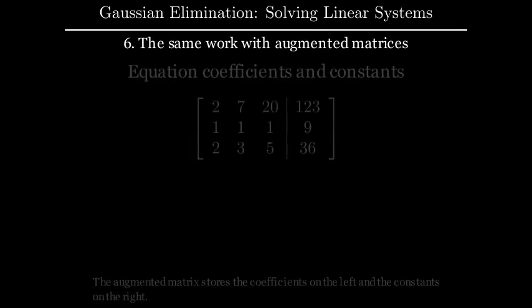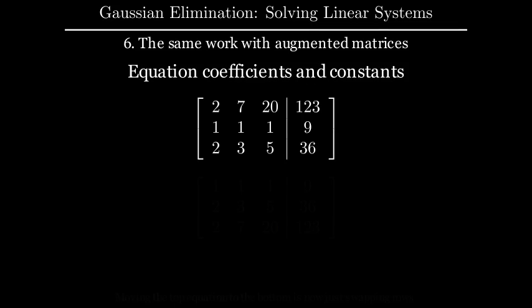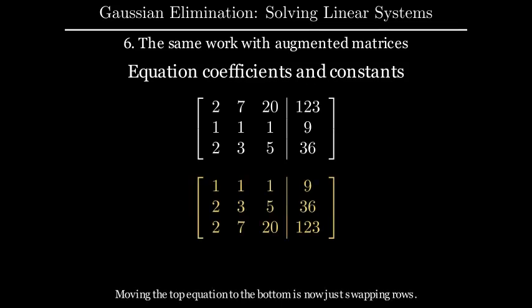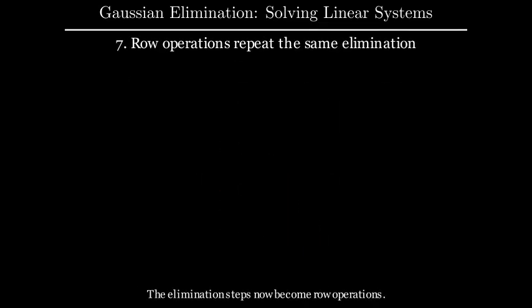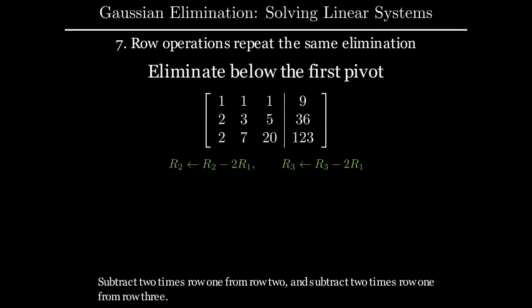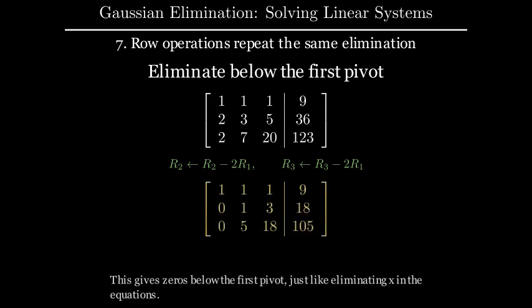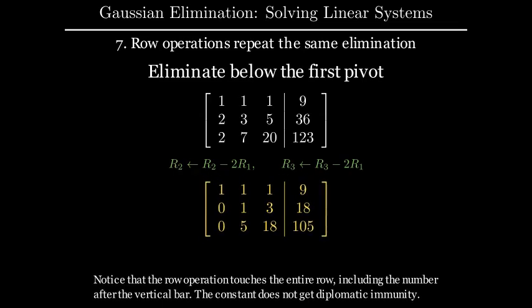The augmented matrix stores the coefficients on the left and the constants on the right. Moving the top equation to the bottom is now just swapping rows. The elimination steps now become row operations. Subtract 2 times row 1 from row 2, and subtract 2 times row 1 from row 3. This gives zeros below the first pivot, just like eliminating x in the equations. Notice that the row operation touches the entire row, including the number after the vertical bar. The constant does not get diplomatic immunity.